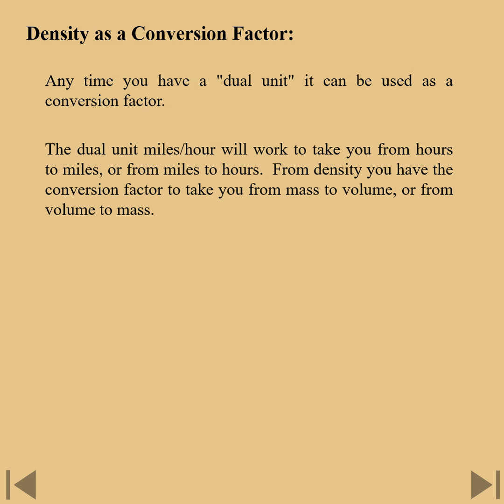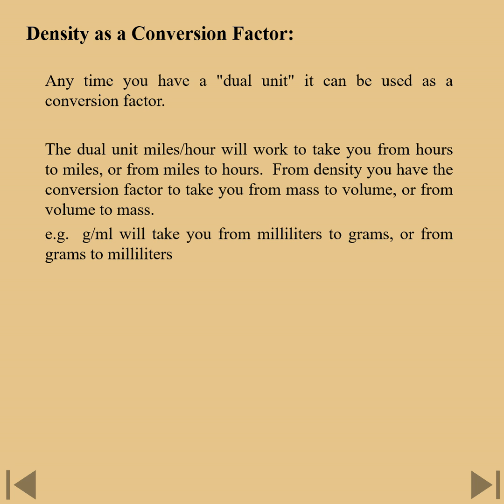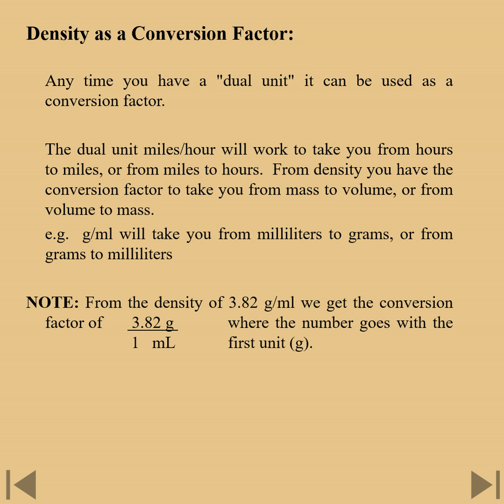Let me just illustrate that if you have grams per milliliter, so for example, I have a liquid with a density of 3.82 grams per milliliter. It gives me the conversion factor of 3.82 grams over 1 milliliter, or 1 milliliter over the 3.82 grams. And we'll know which one to use when we get there. So we don't have to worry ahead of time which one we're using. Remember, our units tell us what's next.